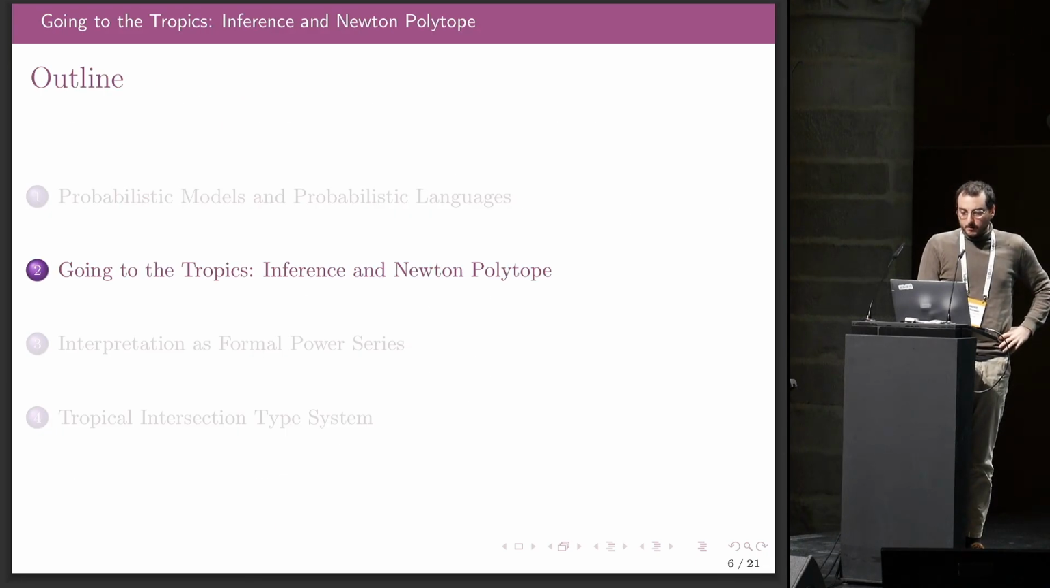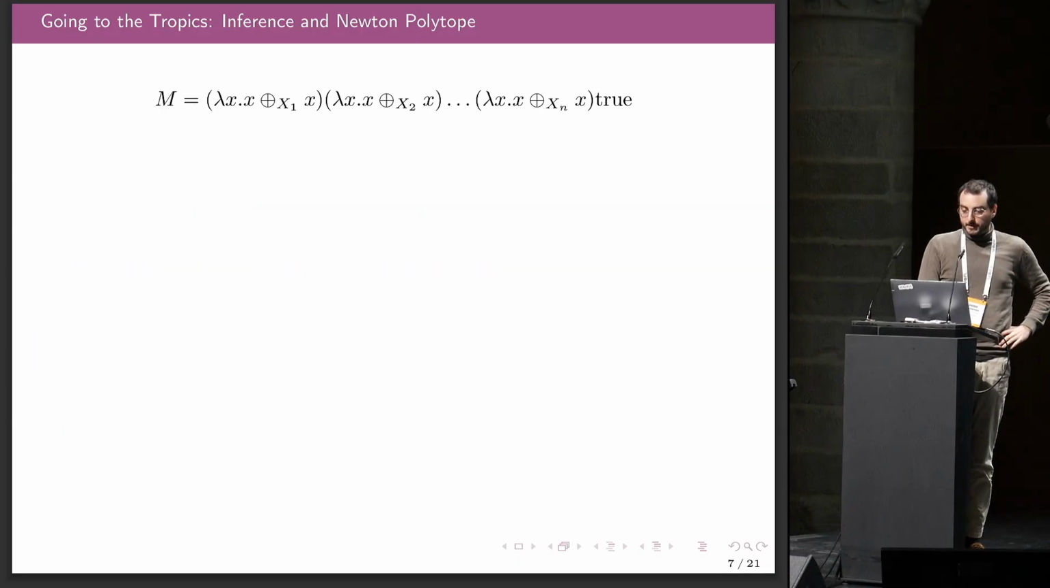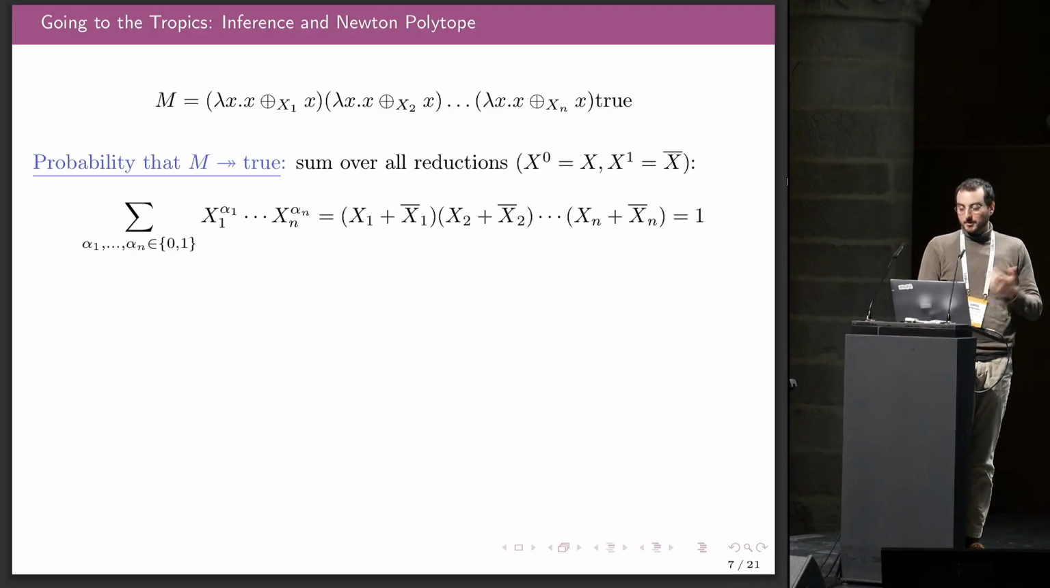Great. So now for the second one, tropical geometry. Let me introduce this with a similar example to the previous one. So again, we flip a coin n times, and then we always return true. Well, of course, the probability of returning true is 1, but how can we compute it?